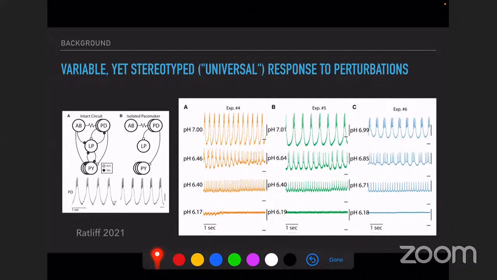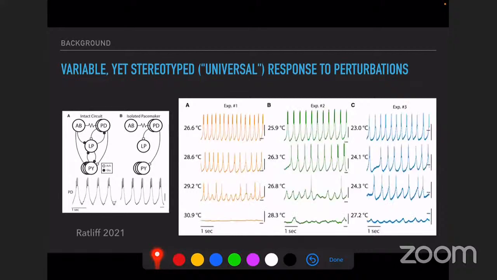So you have on one side this kind of variable quantitative response to perturbation, but you also have a stereotyped, universal response to perturbation in terms of the qualitative changes that you observe in the behavior. Okay, so you have huge variability at the cellular component and synaptic component of the circuit. This is probably reflected in the different perturbation magnitude at which behavior changes. But kind of surprisingly, the qualitative transitions are exactly the same despite this huge variability at the single component level.